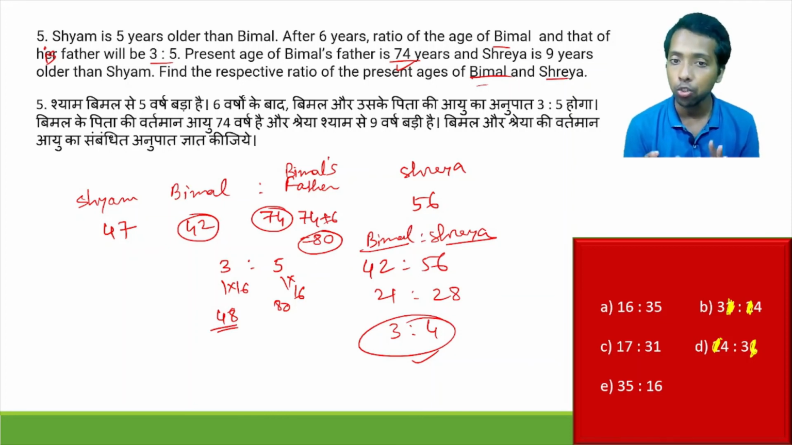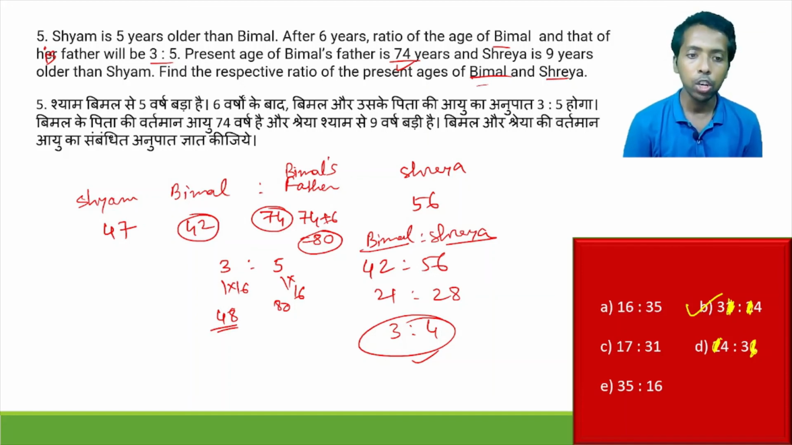The order should be the same in which way it is being asked here. So Bimal and Shreya it is asked, so 3:4 would be the correct answer. If it would be Shreya to Bimal, then the answer would be changed accordingly, that is 4:3. Now here for Bimal and Shreya, that is the answer 3:4. So option B is the correct answer in our case here, right? So I hope you understood all the 5 most important questions from the problems of ages.